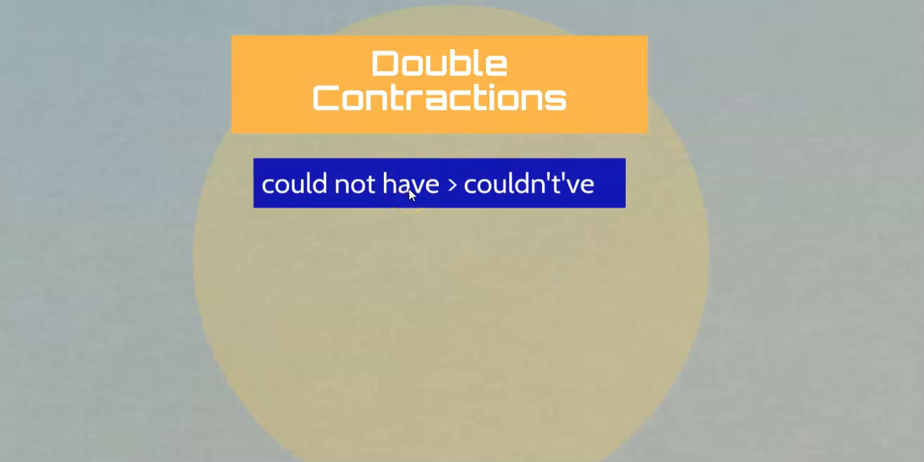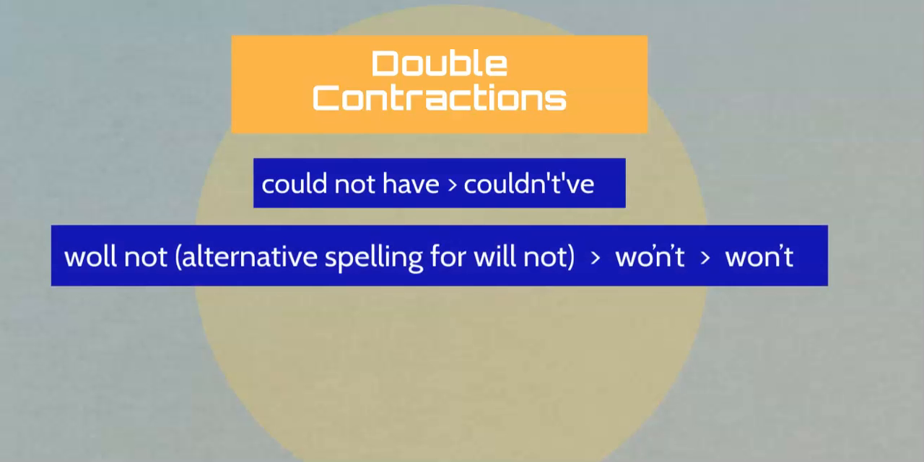Nowadays, double contractions are extremely rare, but they used to be more common in the past, and some modern contractions have actually evolved from double contractions. Wonnot was an alternative spelling for will not. It shortened to wo'n't with two apostrophes.